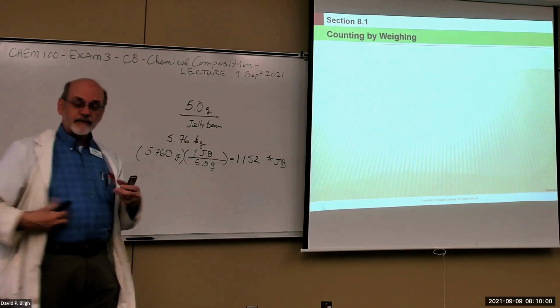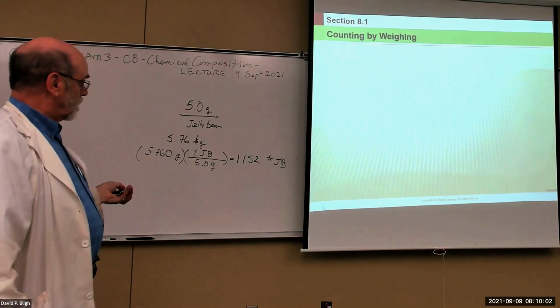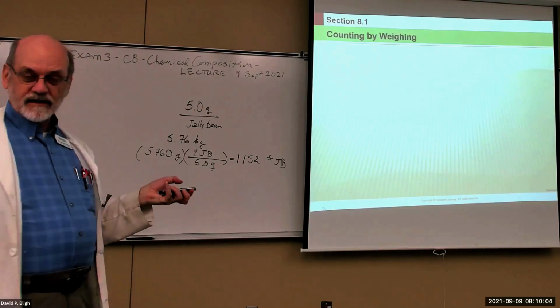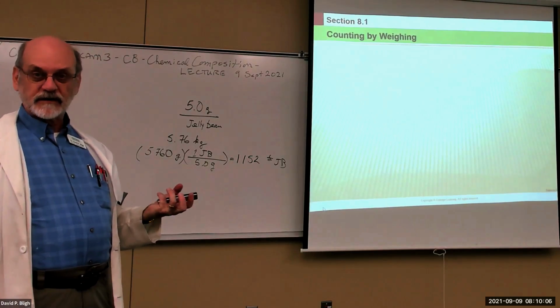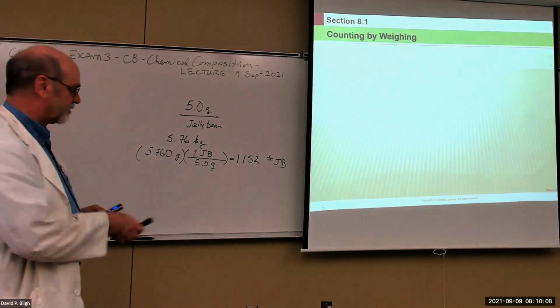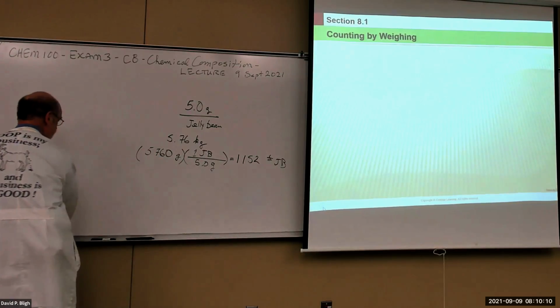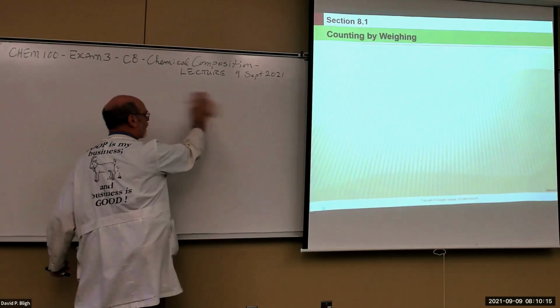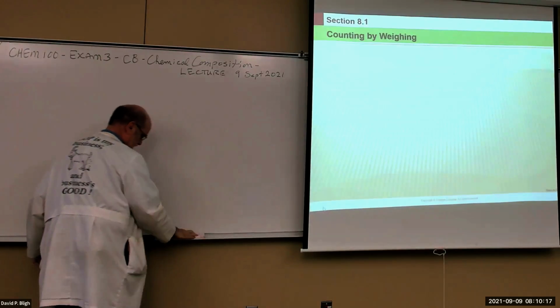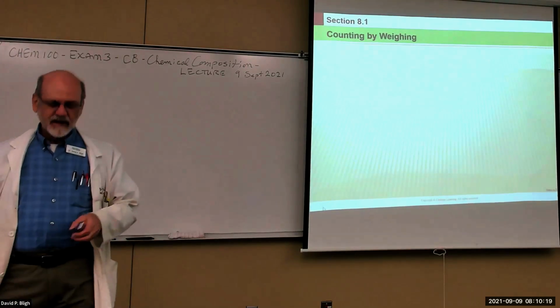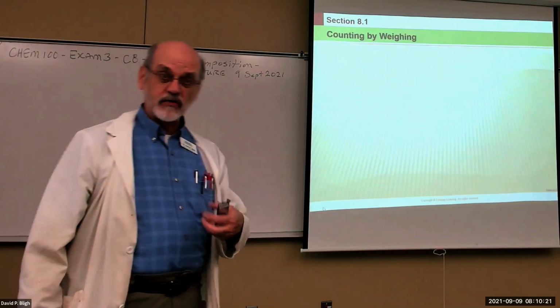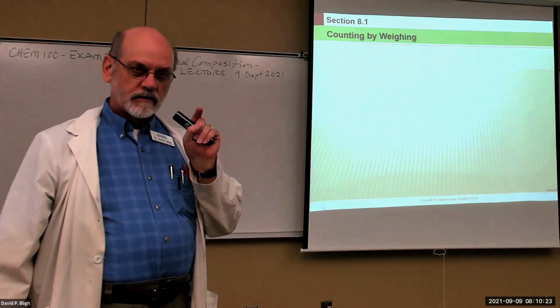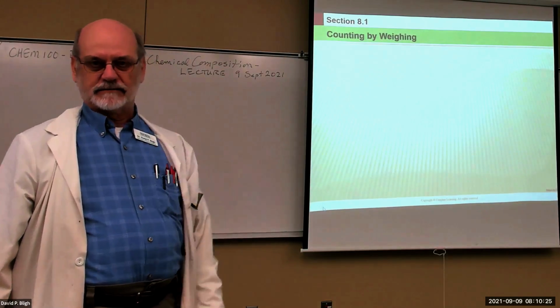Okay, so based upon that measurement, we actually have 1,152 jelly beans, not 1,000. Okay, so that's the concept of counting by weight. We need an agreed upon value for an individual jelly bean.